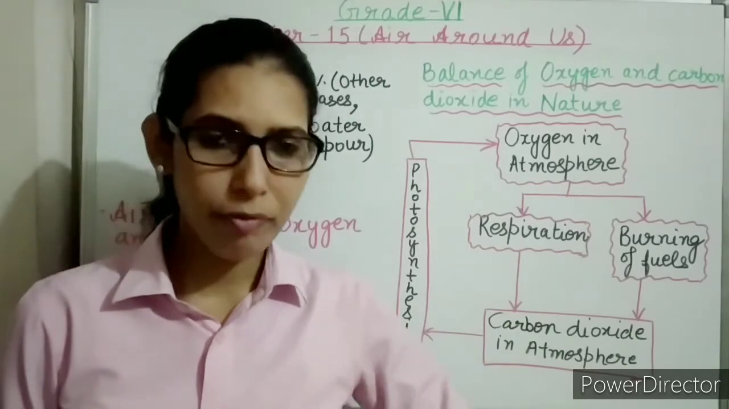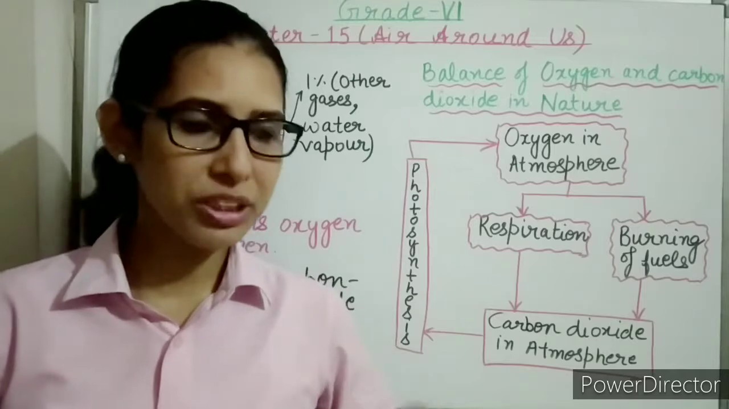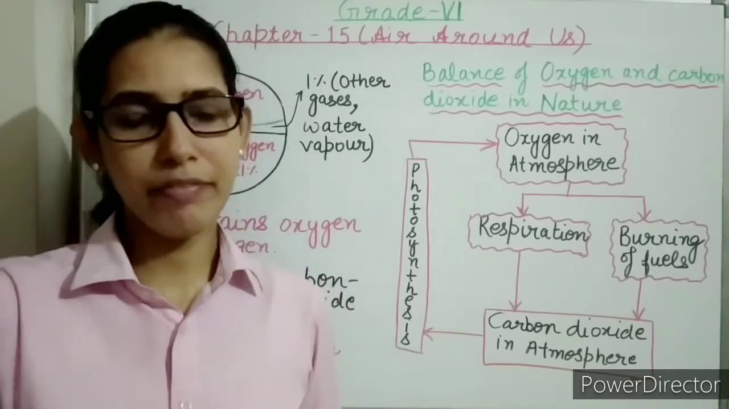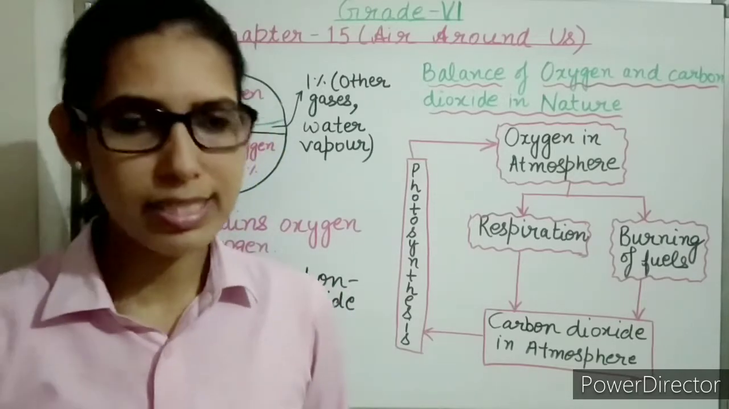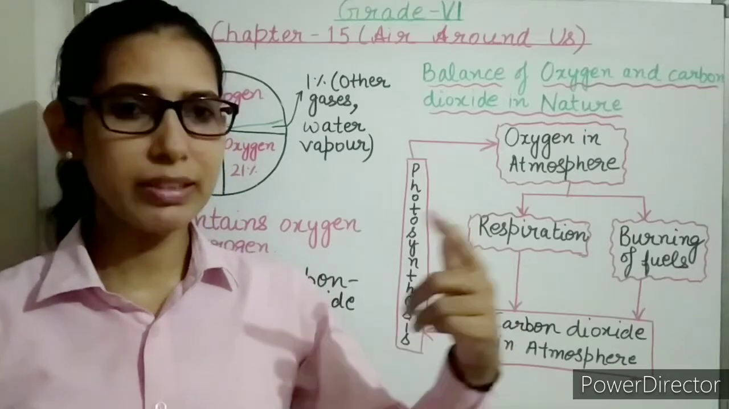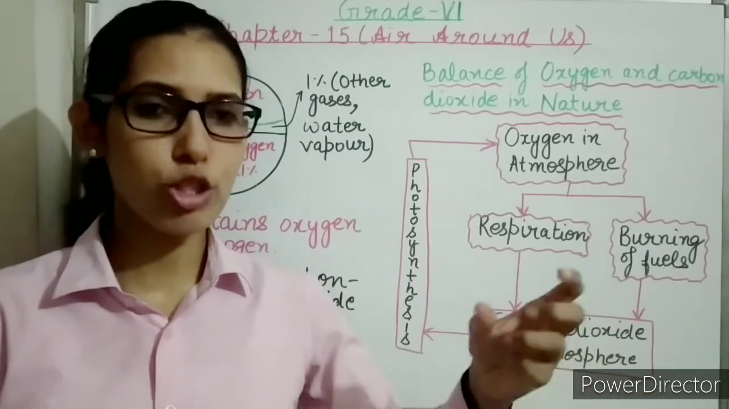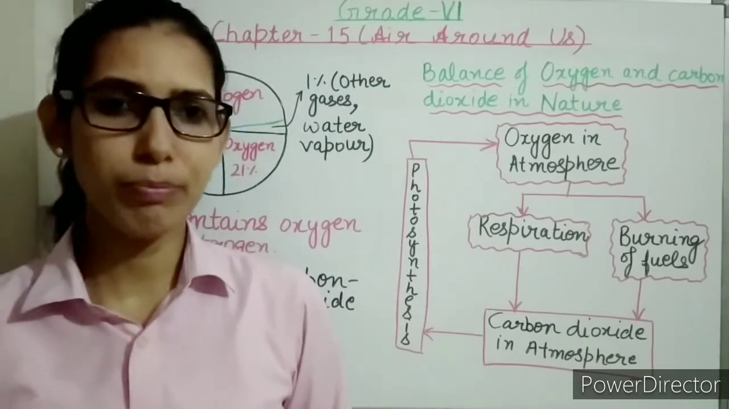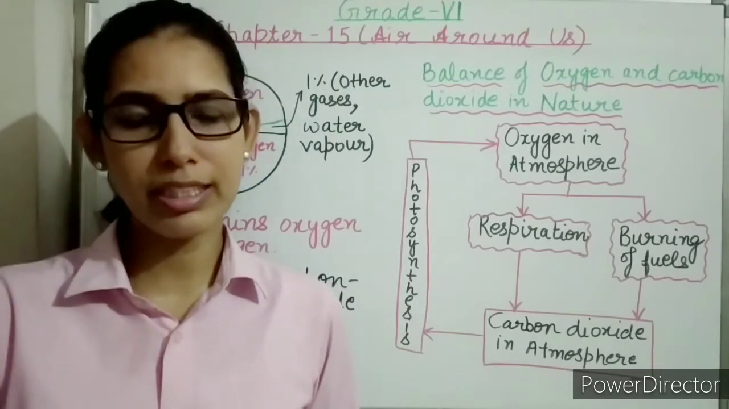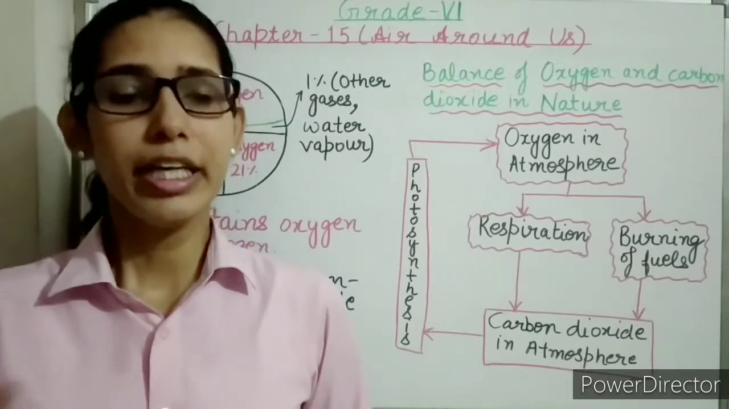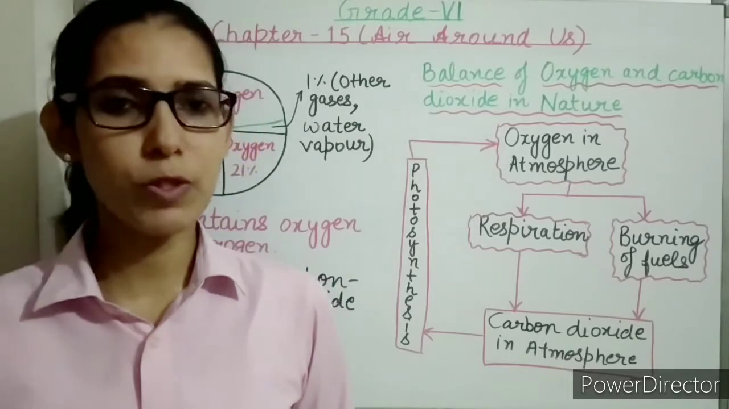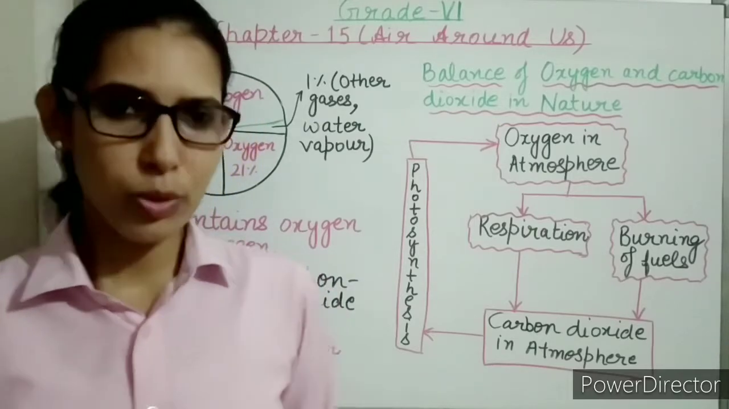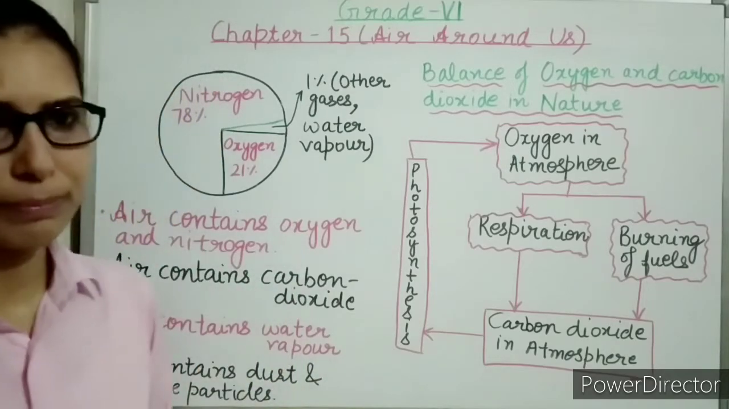Water from water bodies like rivers, oceans, and seas gets evaporated due to the heat of the sun. So water vapors come into the atmosphere due to evaporation from water bodies, and secondly from plants. Plants also excrete excess water into the atmosphere in the form of water vapors through the process of transpiration. So air contains water vapors.